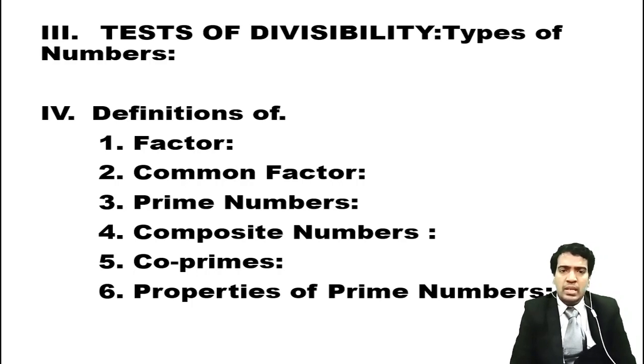Then we look at the tests of divisibility. We'll see the tests of divisibility for different numbers, up until the number 18. And then we'll go into the definitions of what is a factor, what is a common factor, what are prime numbers and composite numbers, and what are co-primes. We'll also look at the properties of prime numbers.